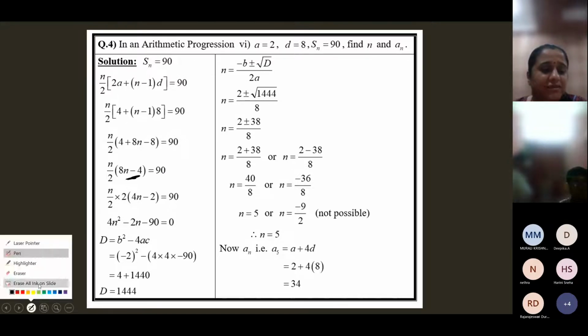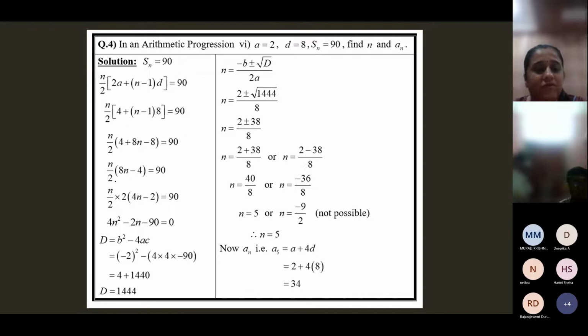All right, then see at this point, you can even cross multiply. It's not that you have to take out 2 common. I have worked it like that. You can also, without taking 2 common, cross multiply. So I have taken out 2 common. So 2 into 4n is 8n, 2 into 2 is 4. I've taken out 2 common so that I can cancel this 2 and 2. Now, n into 4n is 4n squared, n into minus 2 is minus 2n. And then on the other side, minus 90 is equal to 0.